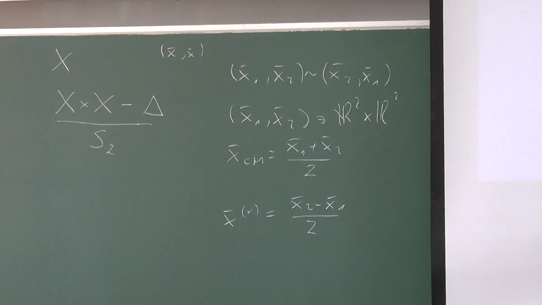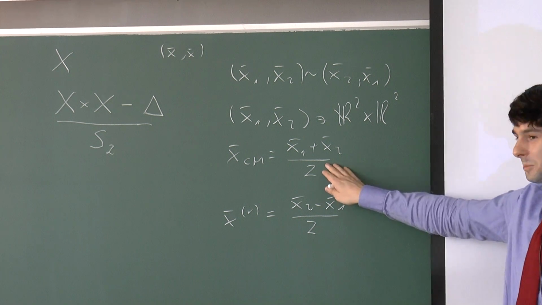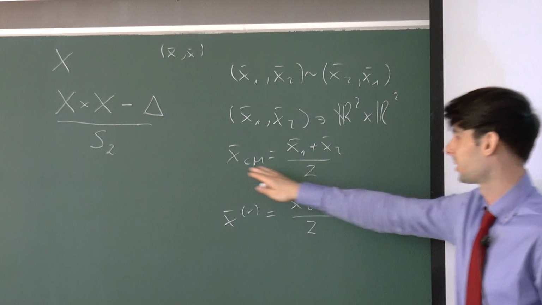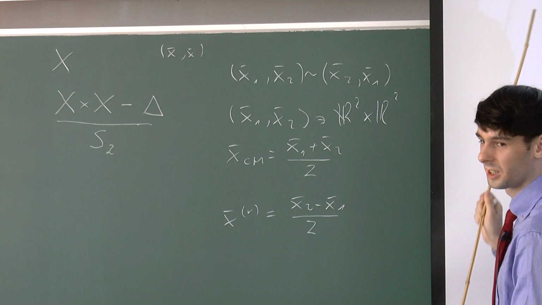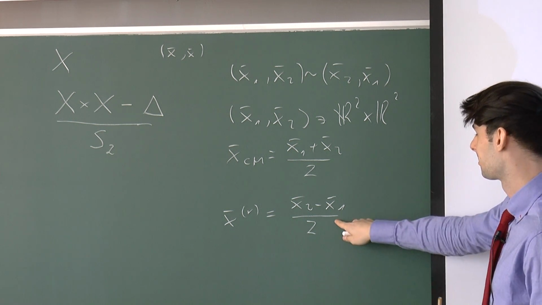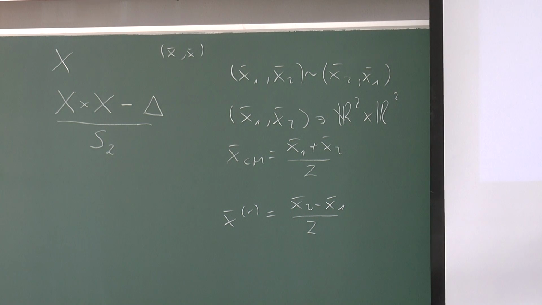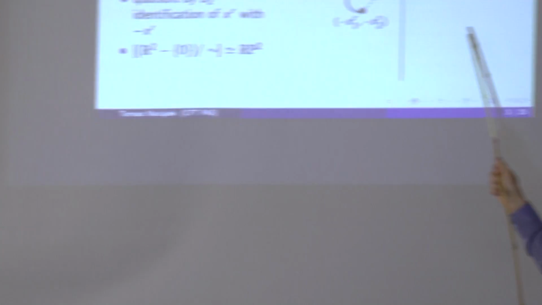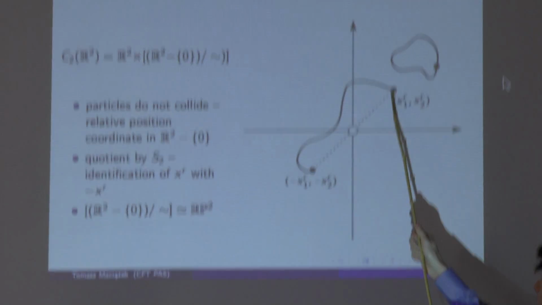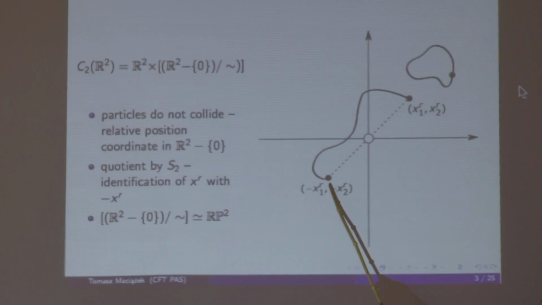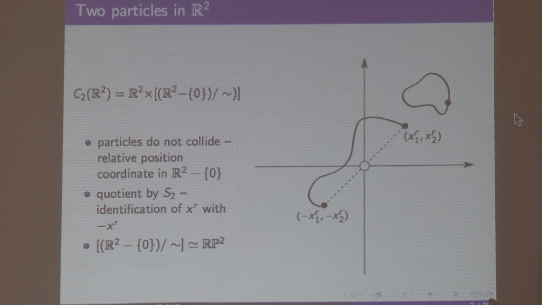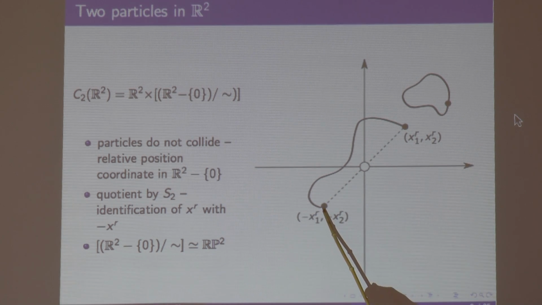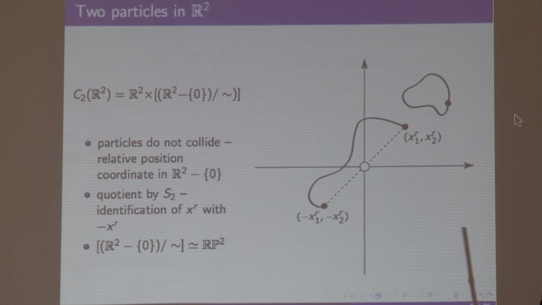Note that the center of mass is invariant under the permutations. The S2 group doesn't act on this part, so it factorizes as R2 here. And the relative position, we can draw as a plane. This is the plane of relative positions. When we have a point x_r and minus x_r, then these points are identified by the permutation, because those two points mean the same configuration where the particles were switched.